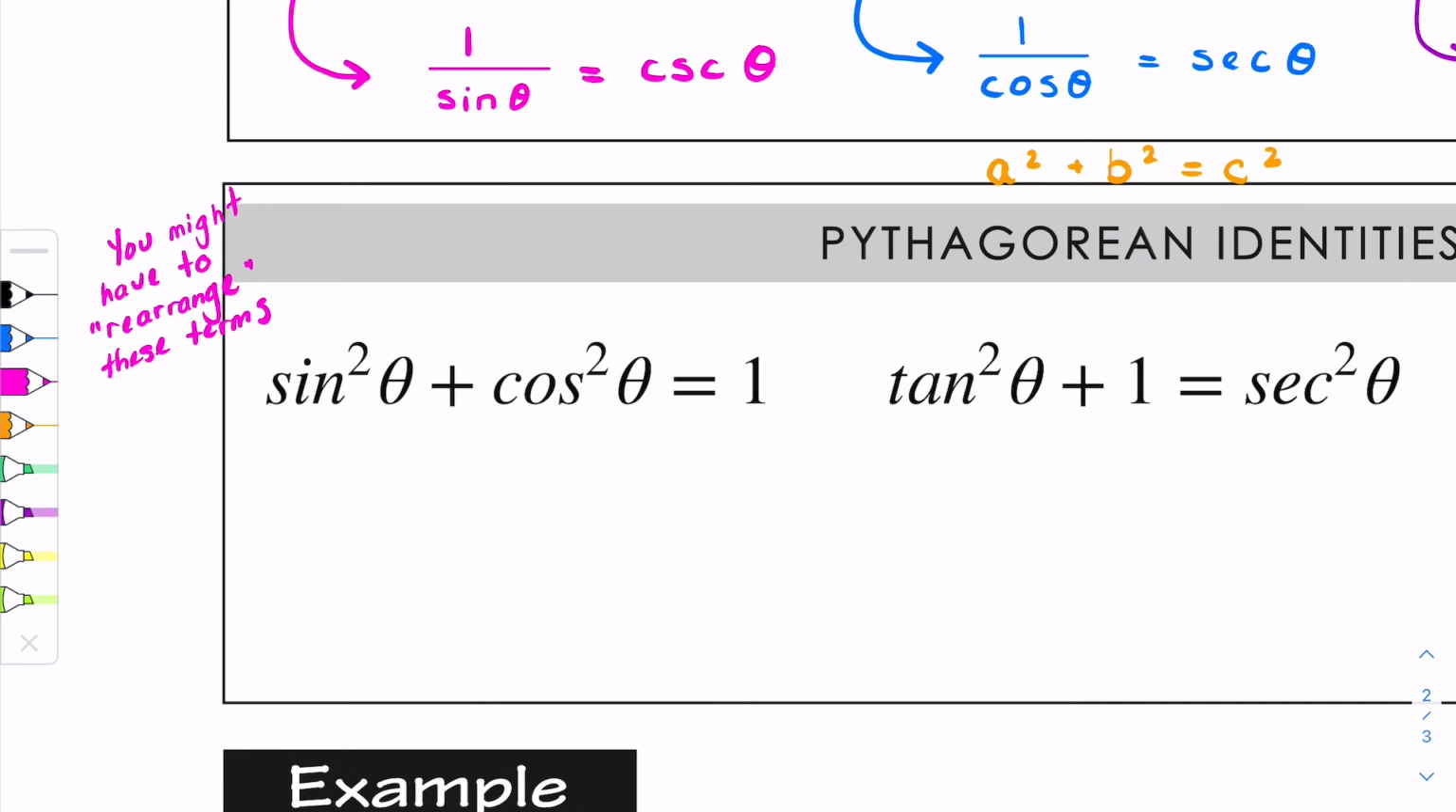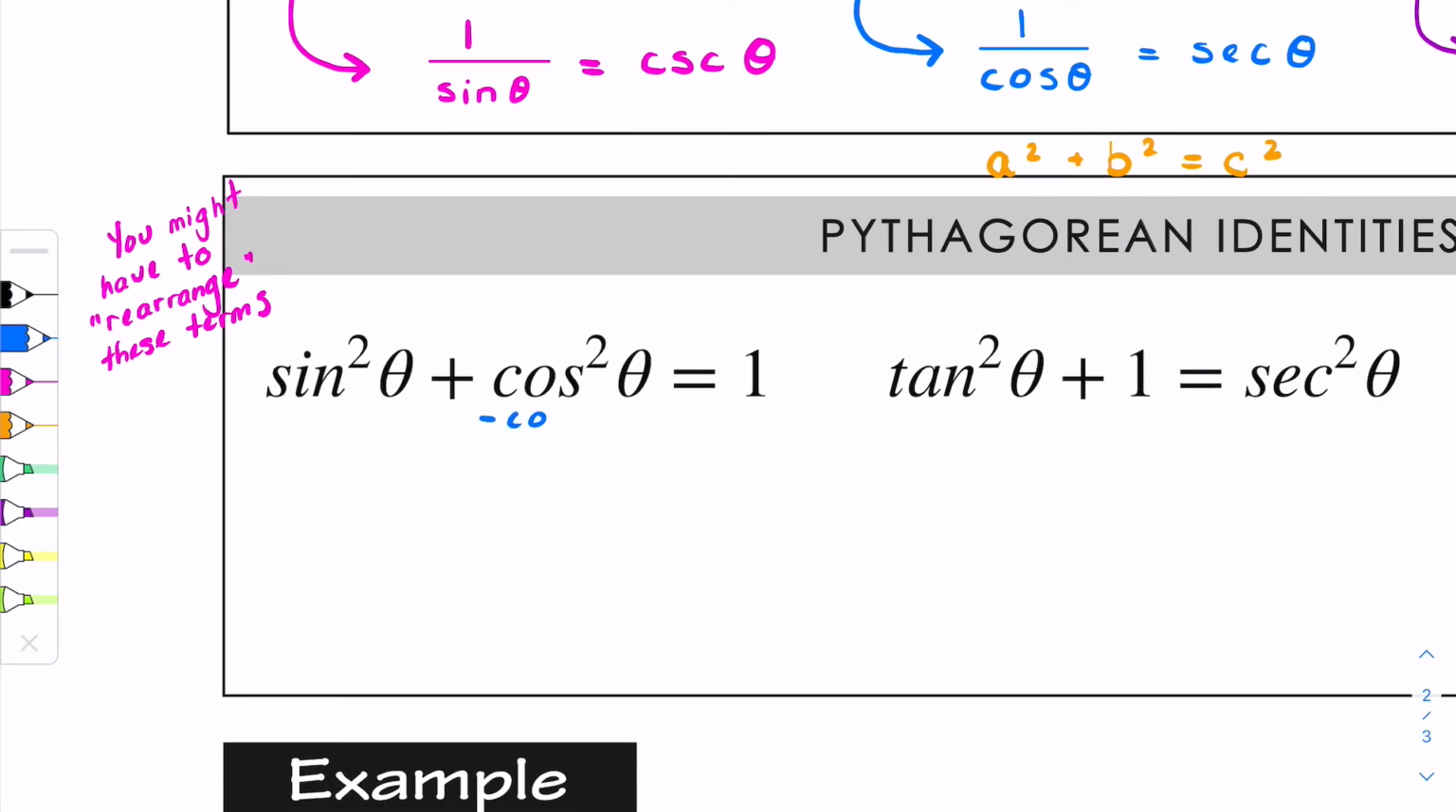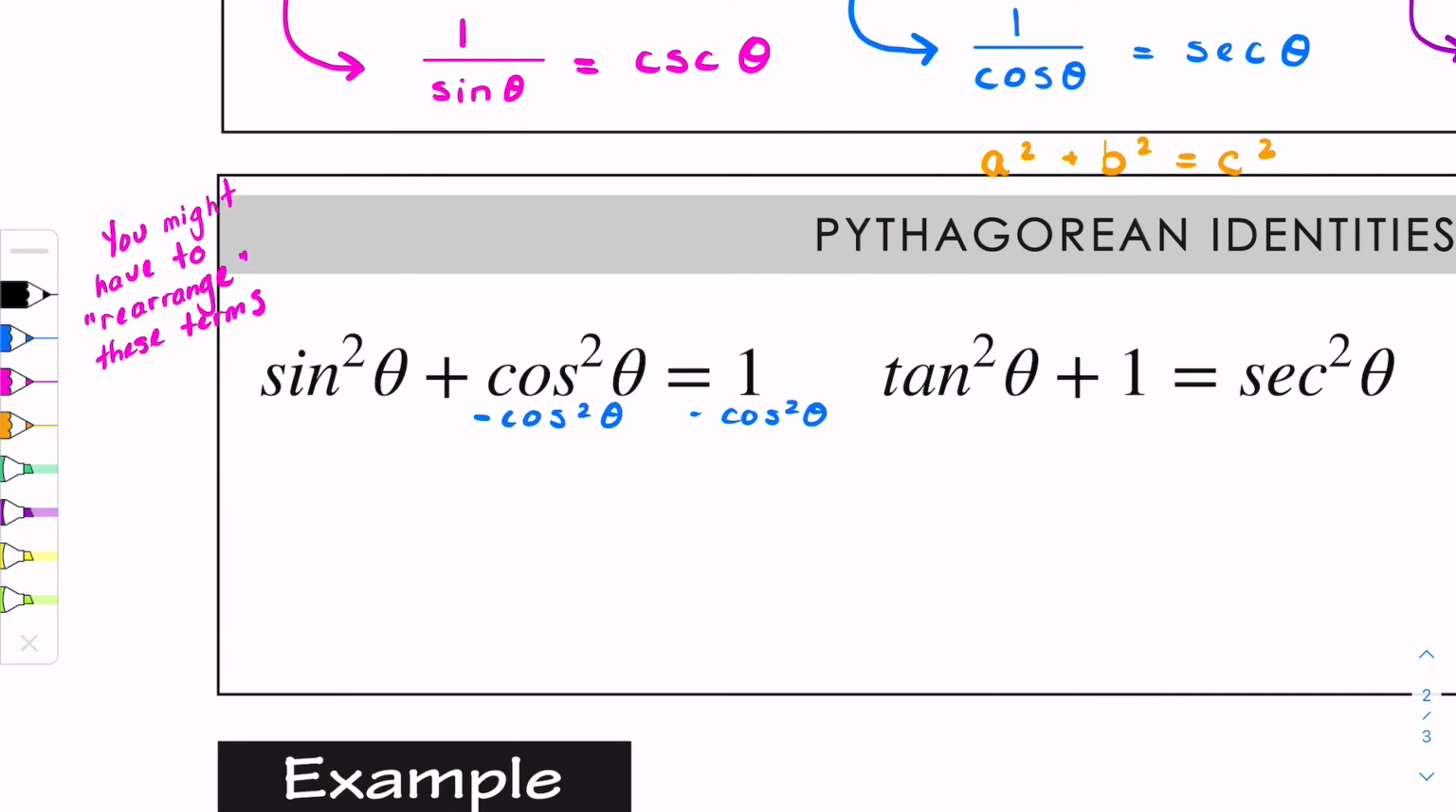So the first one, which is sine squared theta plus cosine squared theta, is equal to 1. To rework this, we could also, let's say, swap the cosine value to the opposite side. So we could subtract cosine squared theta from both sides. That gives us sine of theta squared is equal to 1 minus cosine of theta squared. So same identity in a different form.